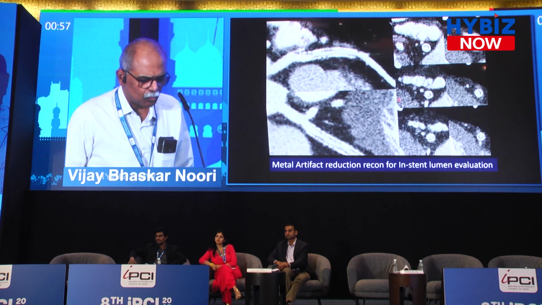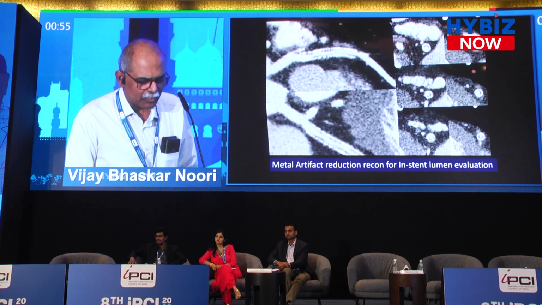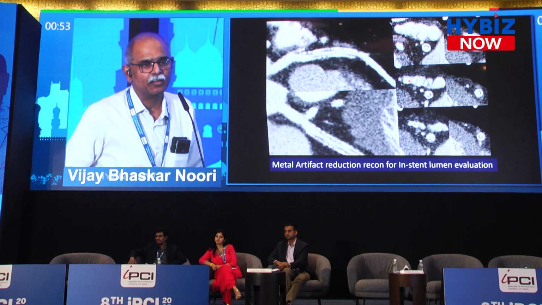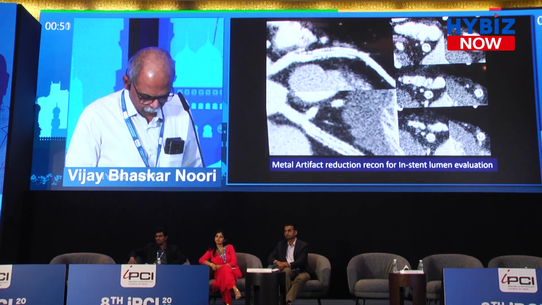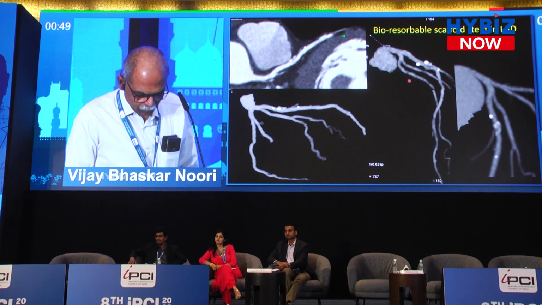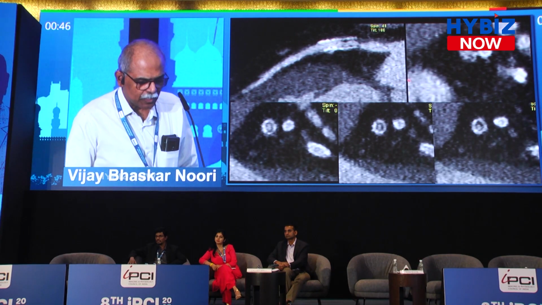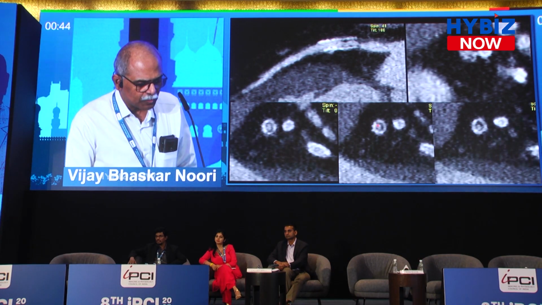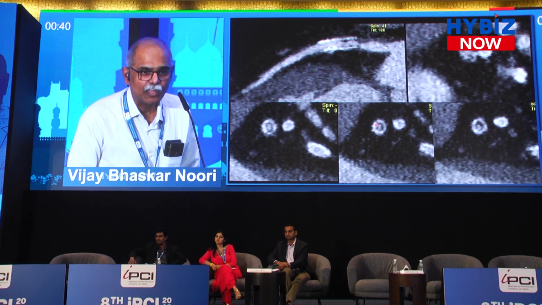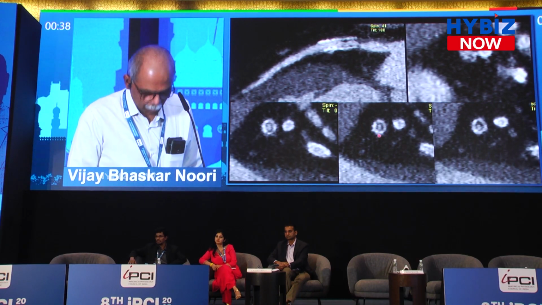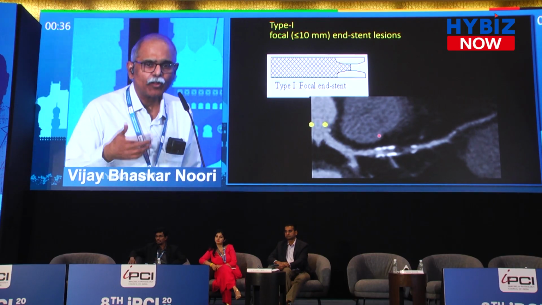Next, look at the stent. Look at the stent by doing a high resolution reconstruction. Then, neointimal hyperplasia. This is how you look at it. This is a stent in cross section. You can look at the hypodensity surrounding the stent. That is neointimal hyperplasia.